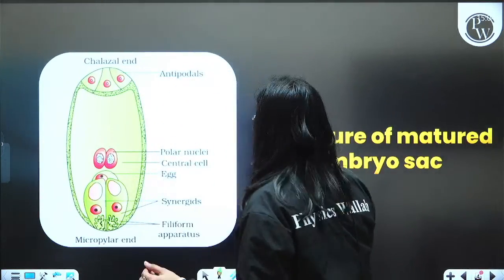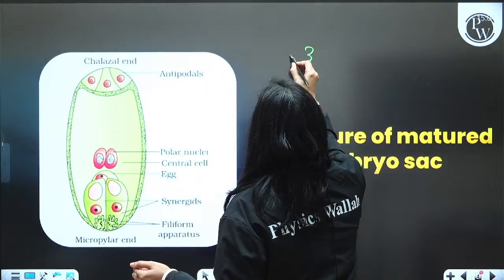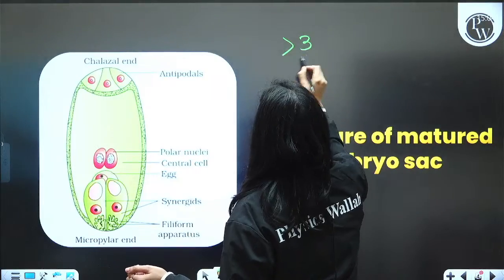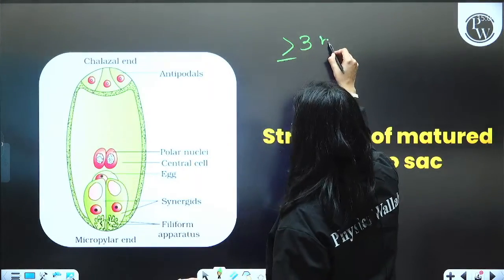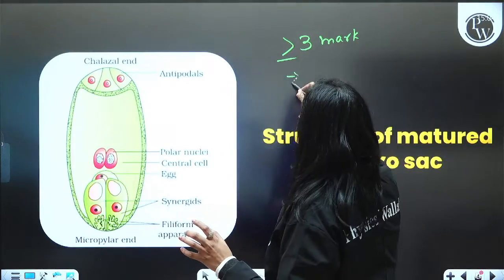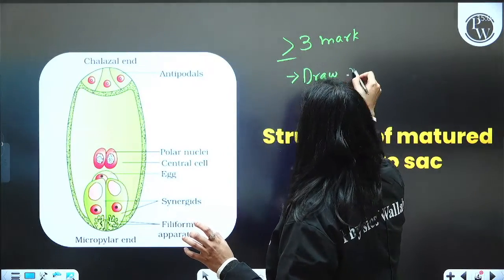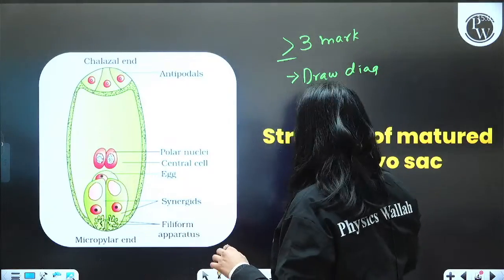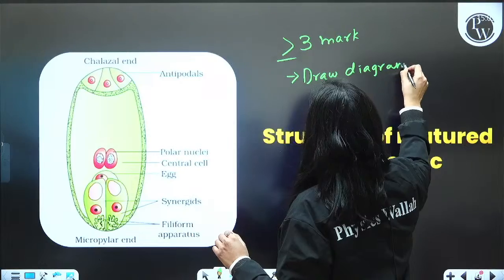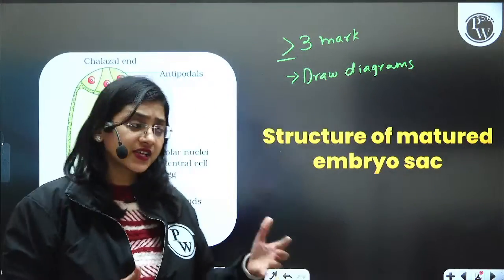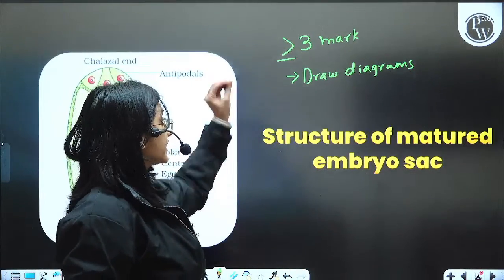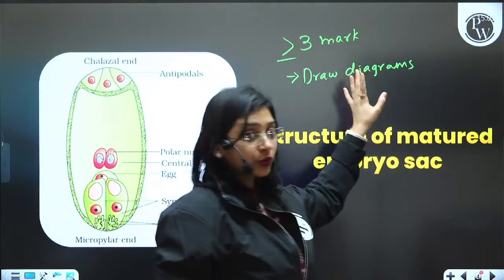Whenever the question is equal to or more than 3 marks, if they ask any question and there is a diagram related to it, you have to draw the diagram. So draw the diagram whenever the question asks you to draw, or if the question asks you to explain and there is a related diagram, please do draw it if the question carries equal to or more than 3 marks.